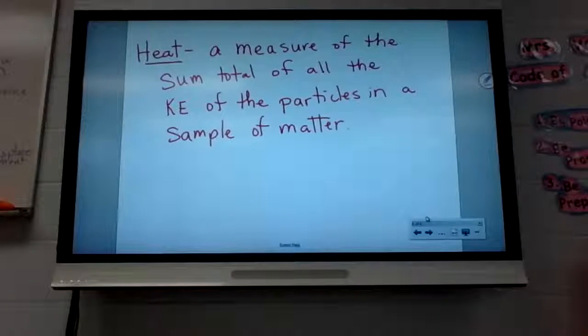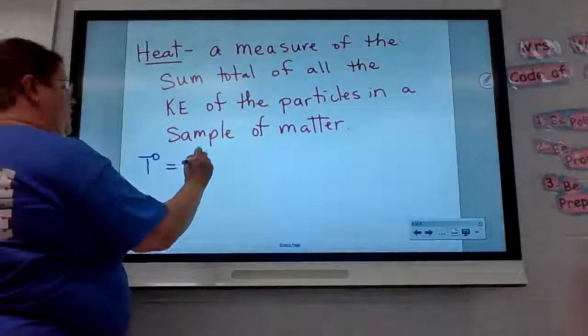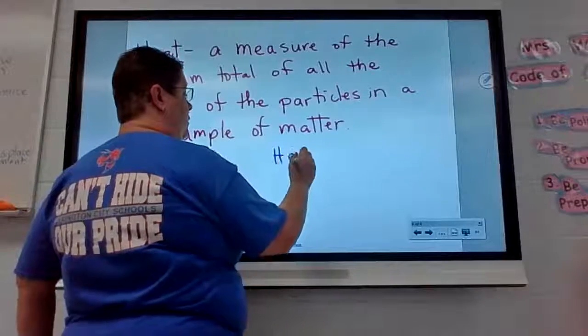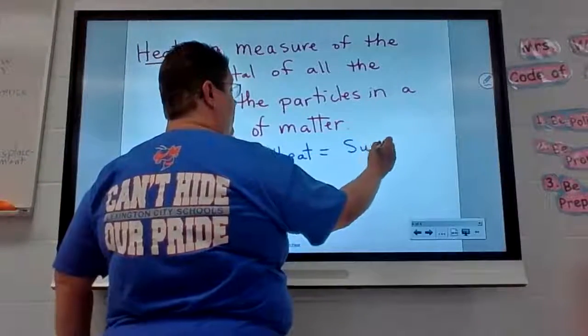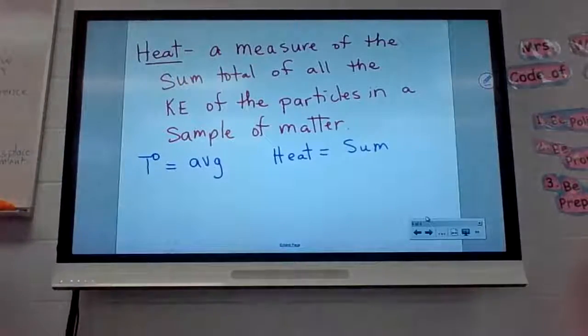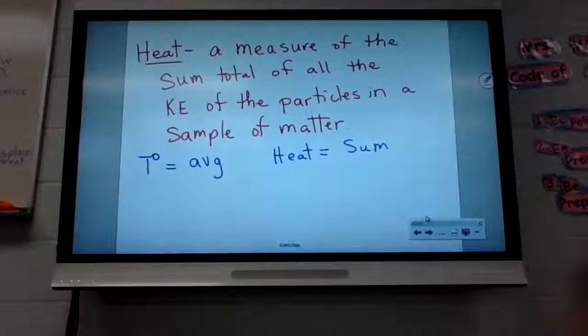It's a measure of the sum total of all the kinetic energy of the particles in a sample of matter. Okay? So, tell me what the difference is between temperature and heat. Yes. Okay? That's exactly it. All right, so temperature is an average. Heat is a sum. Now, aside from those two definition words, how does that really impact how temperature and heat are different?